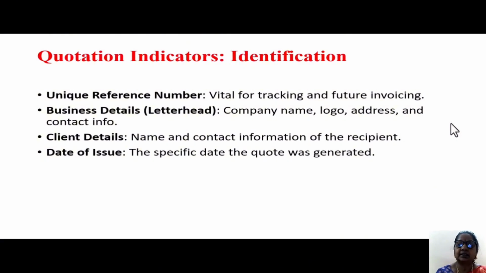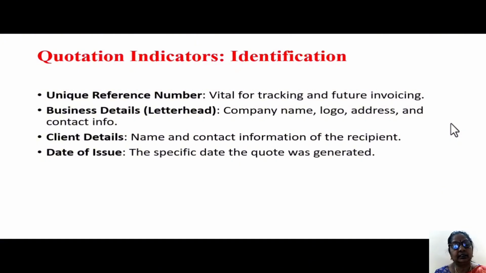So what is the letter? Normally in companies they follow this type of reference number for each and every letter. They will have a particular number for this particular letter. Then business details: letterhead, company name, logo, address, and contact information. Normally the letters will be printed on the letterhead. Client details: name and contact information of the recipient. So the two addresses must be very clearly mentioned. Date of issue: on which date the particular letter is being placed.